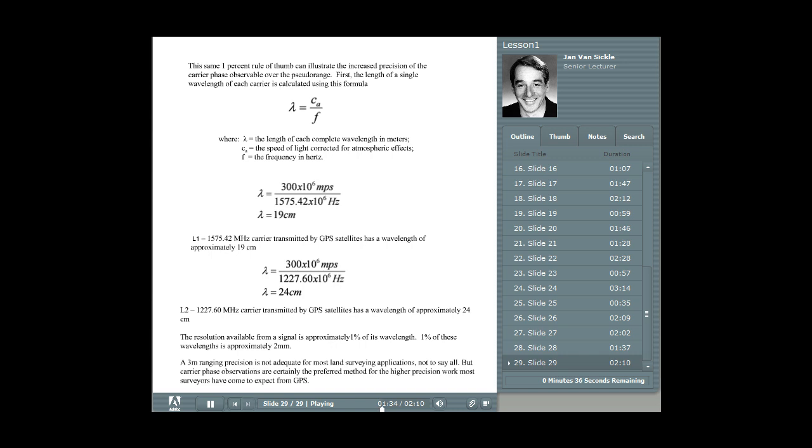Now obviously a 3-meter ranging precision isn't adequate for most, if not many, of the GPS applications we use. However, the capability to get a position within 2 millimeters, that is the promise of GPS. And that is, of course, why we're having this discussion, because GPS does indeed have the capability of reaching those levels of accuracy. Well, that's the end of Lesson 1, and in Lesson 2 we will go further into the discussion of biases and errors.